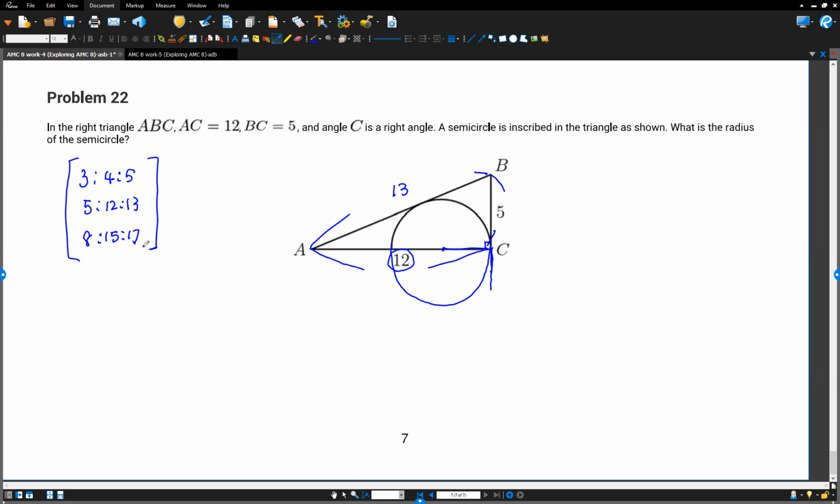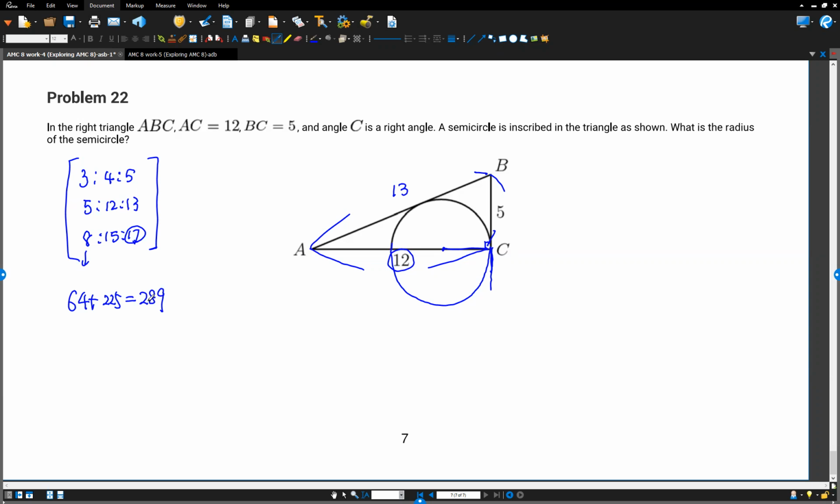8, 15, 17. Not familiar, but that is true. Sometimes they give these numbers. 8 squared is 64. 15 squared is 225. 17 squared, I told you to memorize this one, okay? 17 squared is 289. That is exactly equal. According to the Pythagorean theorem, yeah, that is a right triangle.